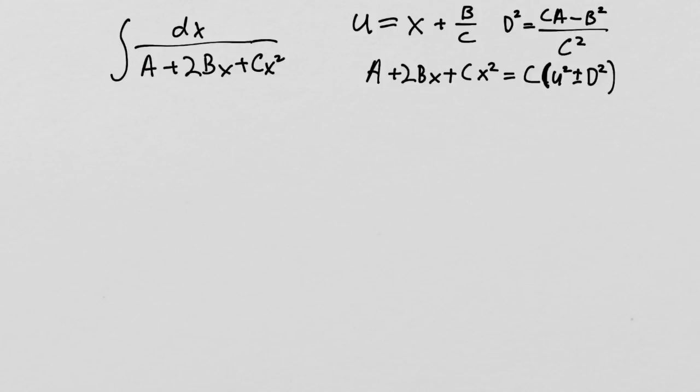So the basic trick for these quadratic terms is to make the substitution u equals x plus b over c, or it'll actually end up, the literal substitution, if you exercise, of course, will be x equals u minus b over c. And if you use that substitution, you will end up converting the quadratic a plus 2bx plus cx squared into c times u squared plus or minus d squared.